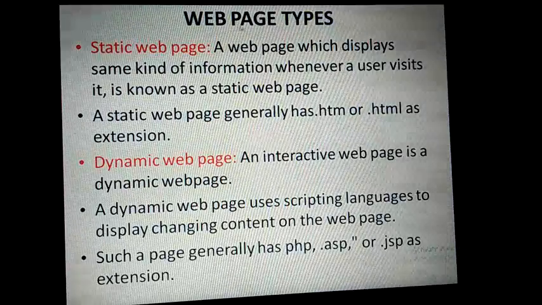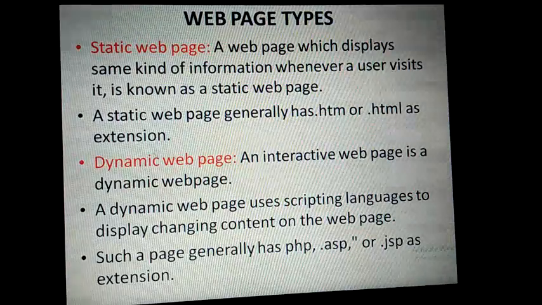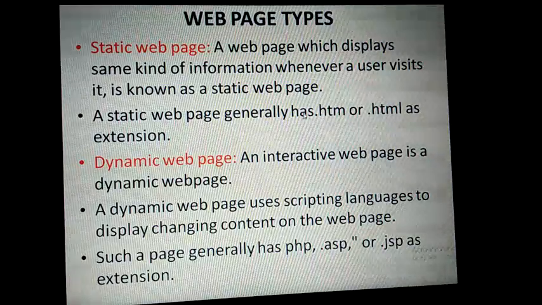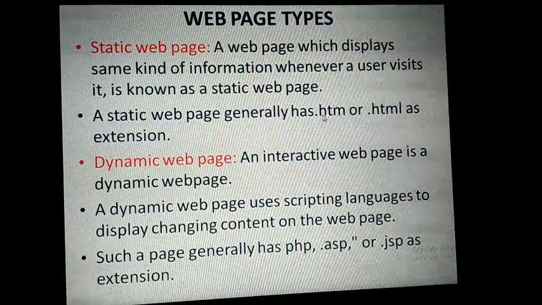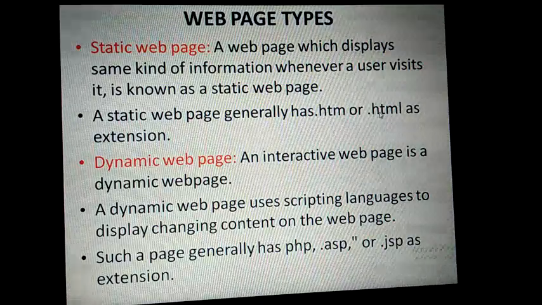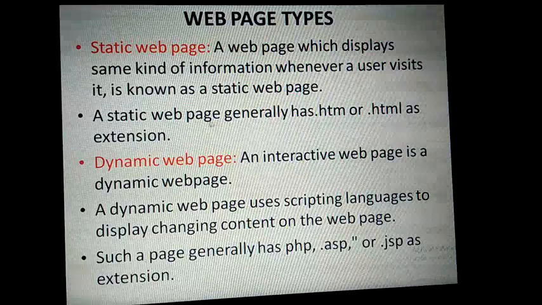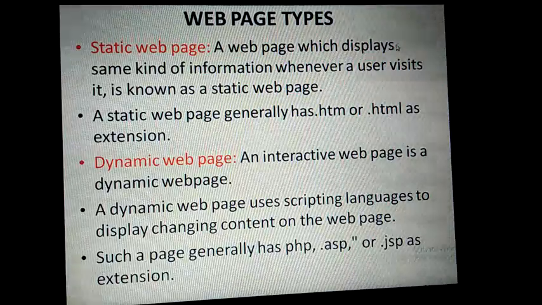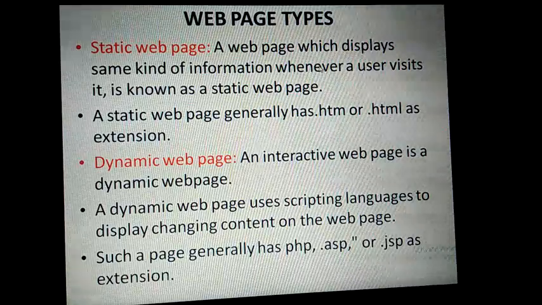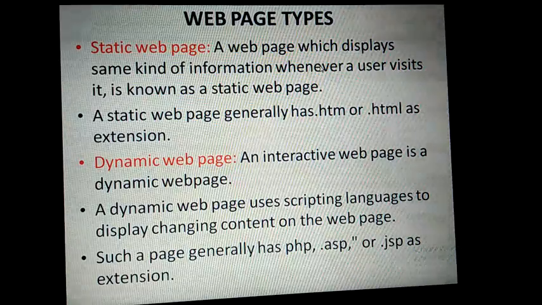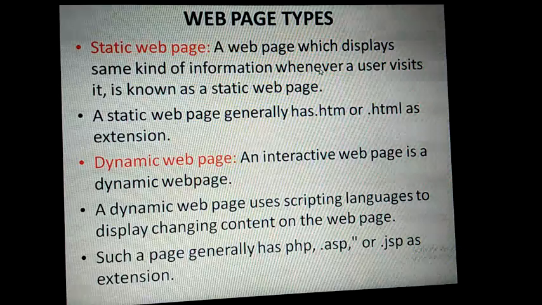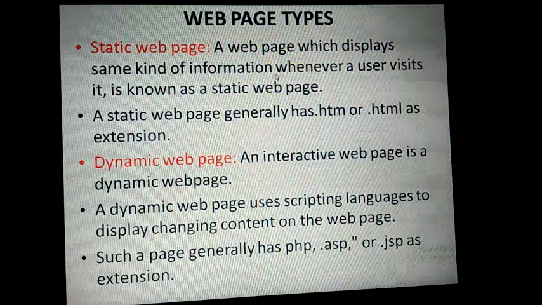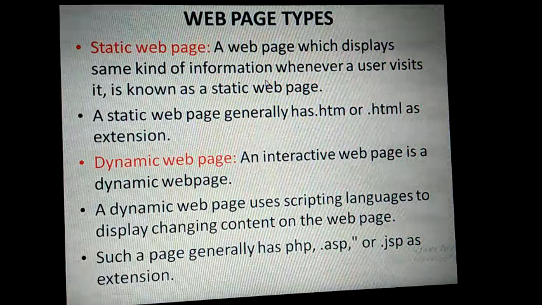There are two types of web pages: static web pages and dynamic web pages. Normally static web pages have the file extension .htm or .html, so HTML is used for creating the static web pages. A web page which displays the same kind of information whenever the user visits is known as a static web page. The content will not be changed frequently. The user will see the same kind of information whenever he visits that page.